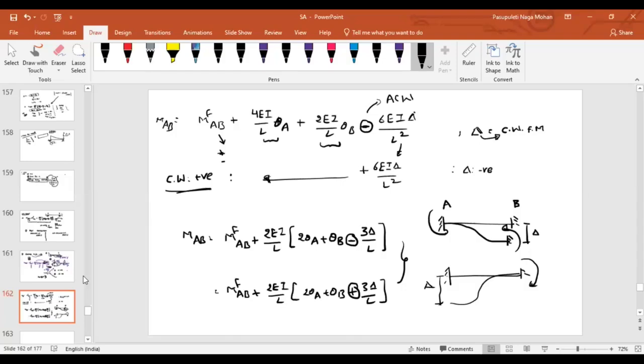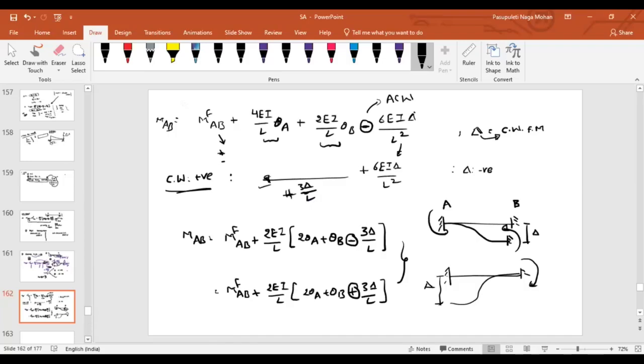But in the exam, like in state PSU exams, if they ask you the fixed end moment equation, slope deflection method, then usually the formulas are represented with -3 delta by L. So don't always select the option which is having positive. In general, we'll represent with -3 delta by L.